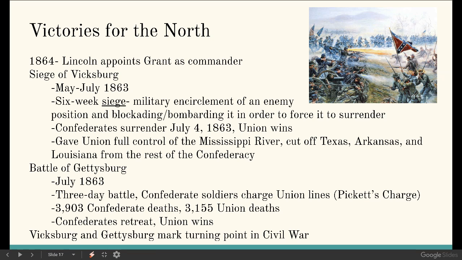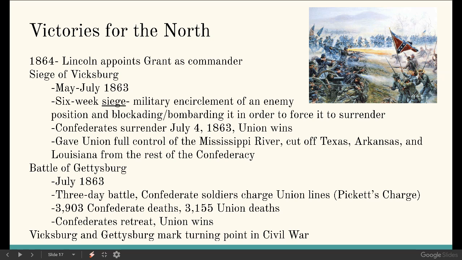A couple of victories in the North are going to serve as turning points in the outcome of the Civil War. We have the Siege of Vicksburg and the Battle of Gettysburg. Now, one major thing that's going to help the North as we get to the end of the war here is that Lincoln appoints General Grant as commander of the Union troops in 1864. So that's going to play a major factor here as well. But with these two big battles in 1863, these are going to be major Union victories that are going to turn the tide in favor of a Union victory in the war overall.